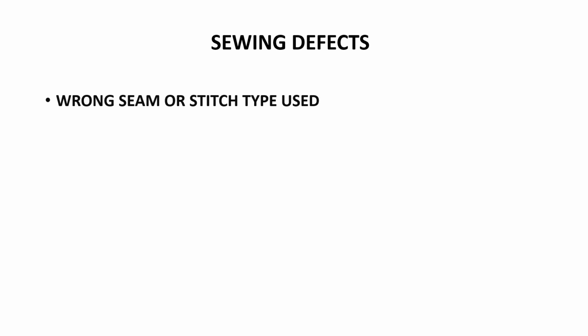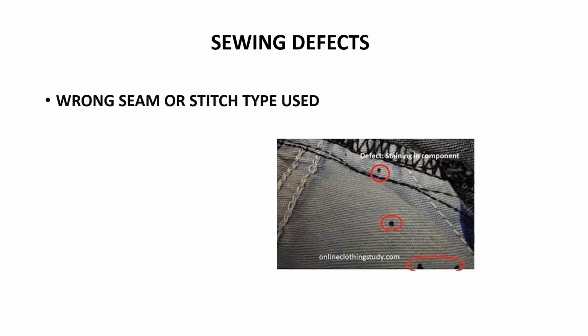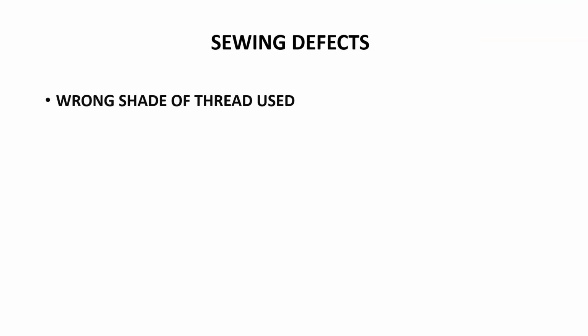Now, a very important point in sewing is that the wrong seam or stitch should not be used. For a particular garment and a particular end use, the proper stitch should be used and the proper seam must be created. So the wrong seam or stitch type should not be used at all.